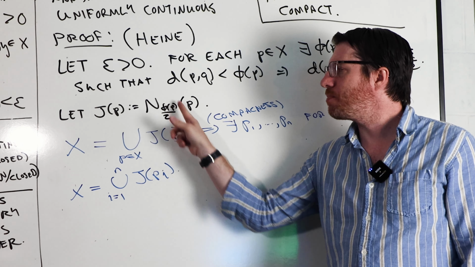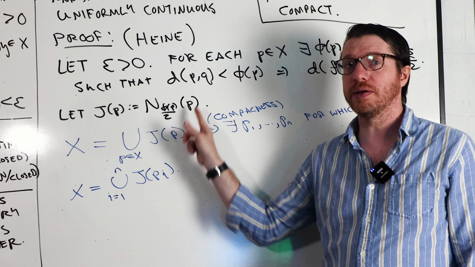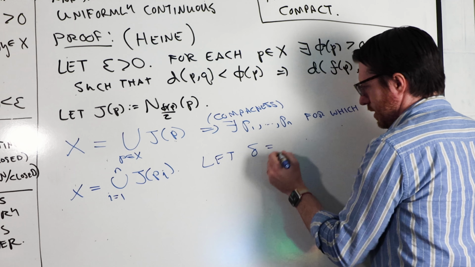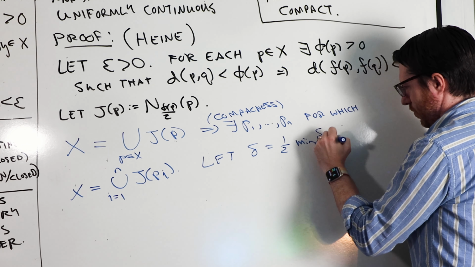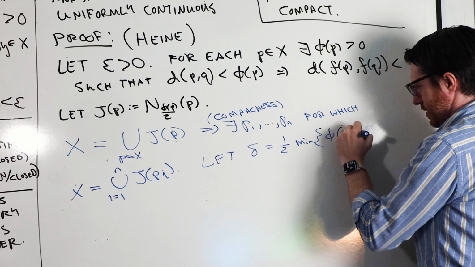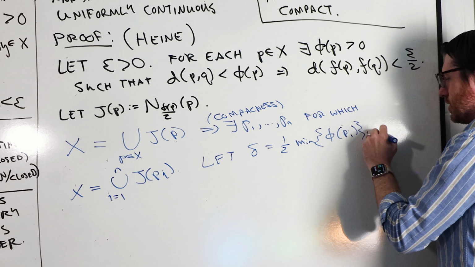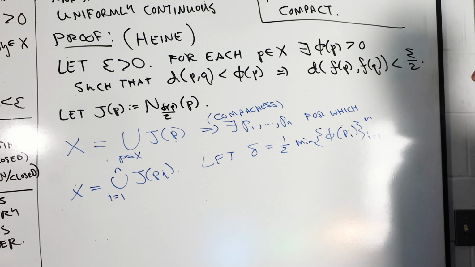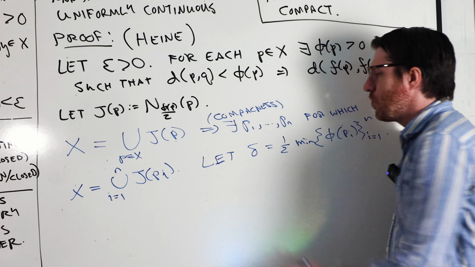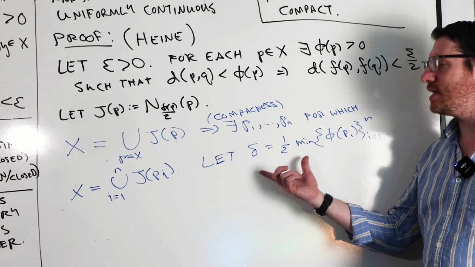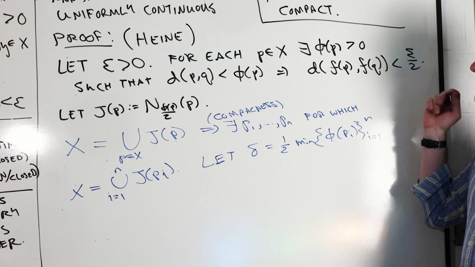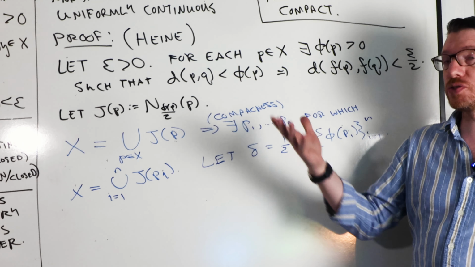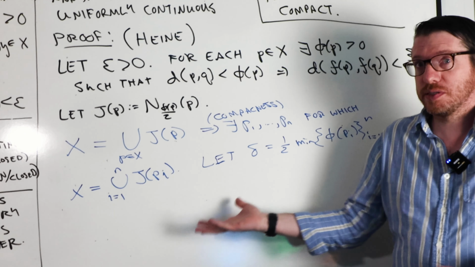And now we can just take the extreme value of this quantity. We're going to let delta equal one half of the minimum of phi of p i, for i ranging from 1 up to n. Okay, so there we go. We have now selected a delta. Hopefully, anytime we get two points within delta of each other, they will stay within epsilon in the image. That's what we're trying to show. Let's see if it ends up working.